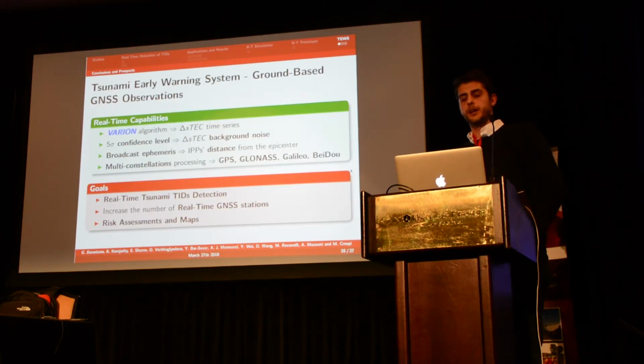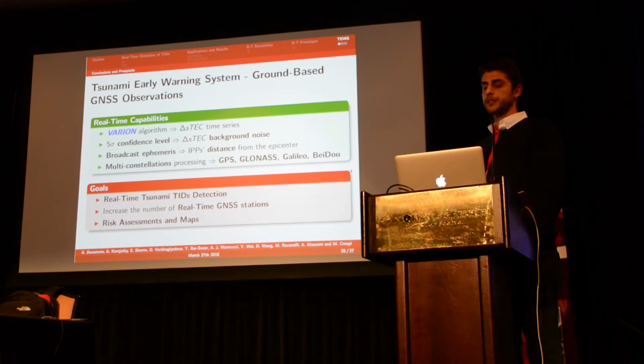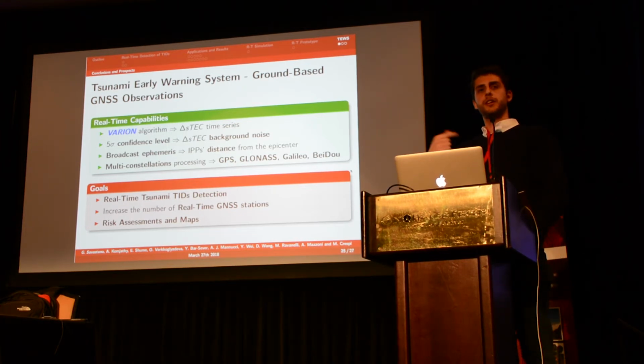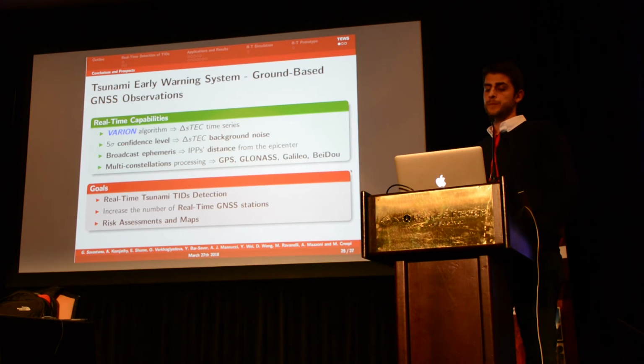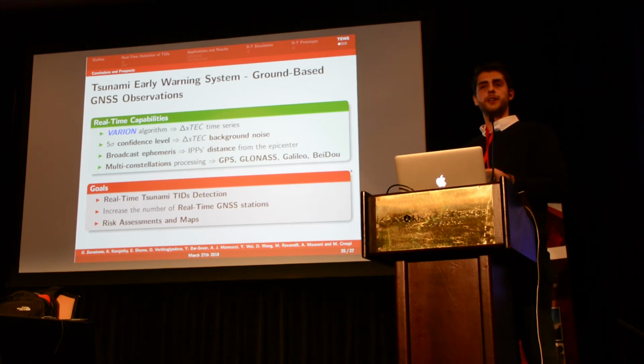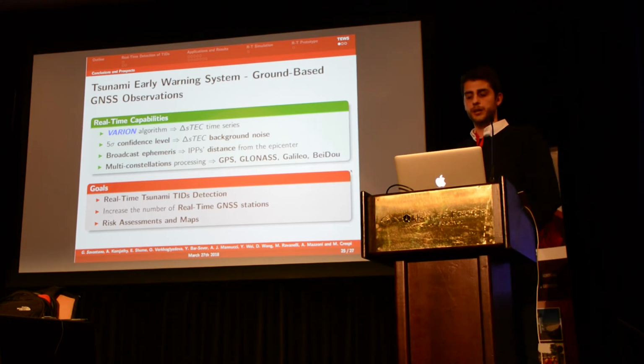So what are the conclusions and the future perspectives? Right now our real-time capability is to estimate TEC time series in real time. We can define a threshold, an exceeding threshold that we will use to detect the gravity waves. We have the location of the IPP in real time using broadcast ephemeris. So when there is a big earthquake, we know the epicenter within a few minutes, and we compute the distance. So generate the time versus distance plot.